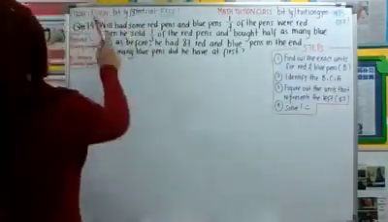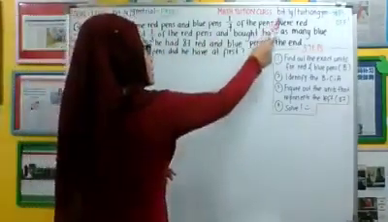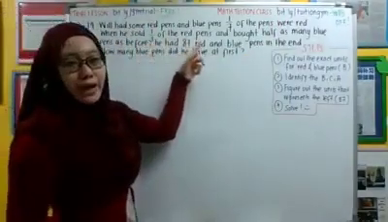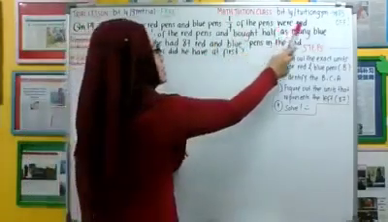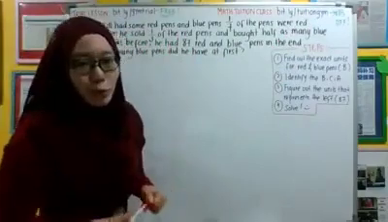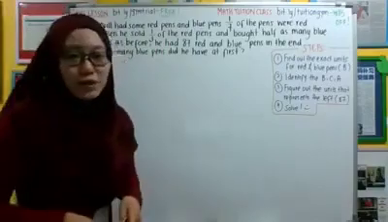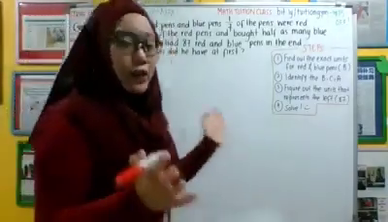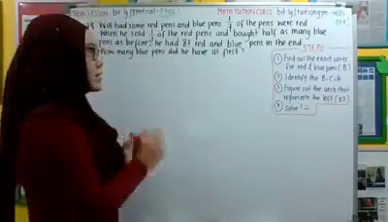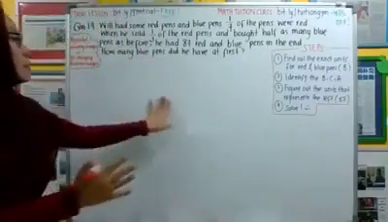So we have some red pens and blue pens. 1/7 of the pens were red. When he sold 1/3 of the red pens and bought half as many blue pens as before, he had 87 red and blue pens in the end. How many blue pens did he have at first? Seems very easy, but the trick is that in this question something is repeated.